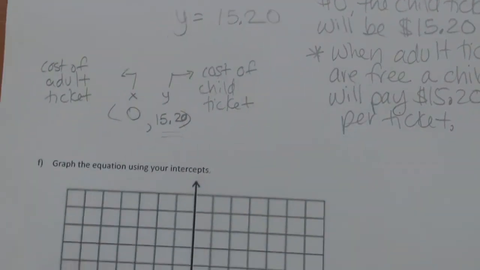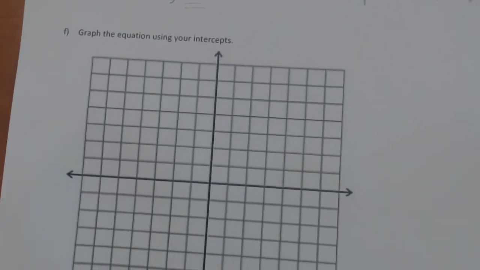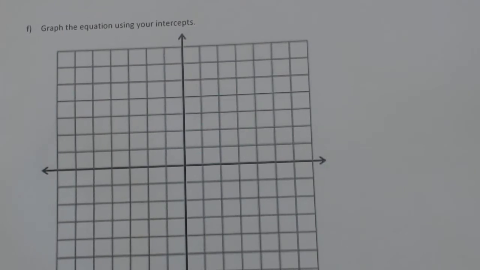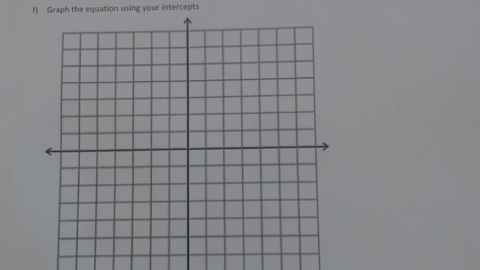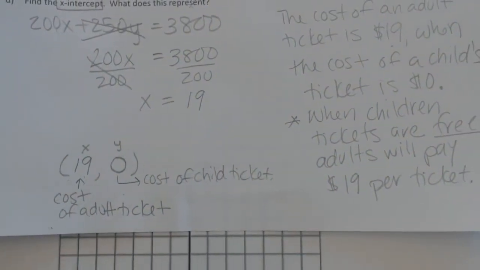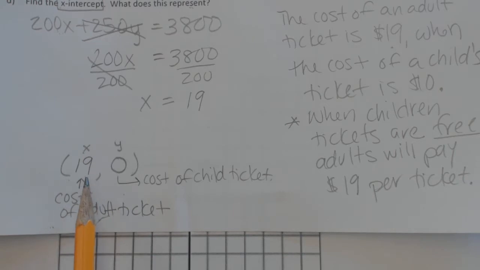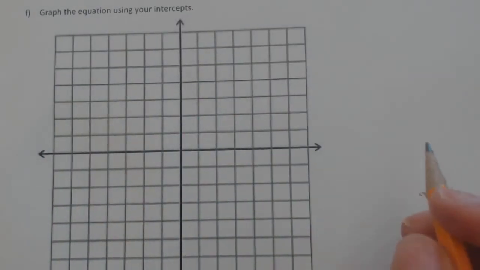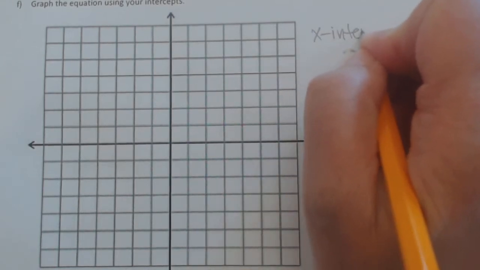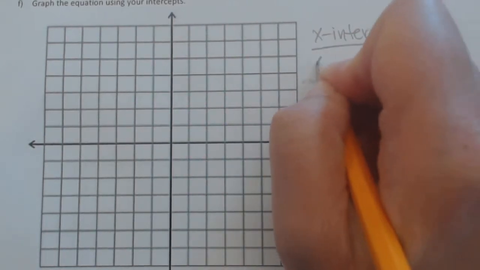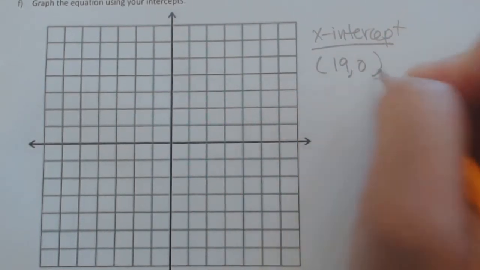That was our second to last part. Now on to our last part. Our last part is to graph the equation using our intercepts. So what we need to do is go back to part D, and look at our intercept. So it's this right here. This is what we're going to write down. And I'm going to write it over here. I'm going to write X-intercept. I'm going to write down the point, 19, 0.